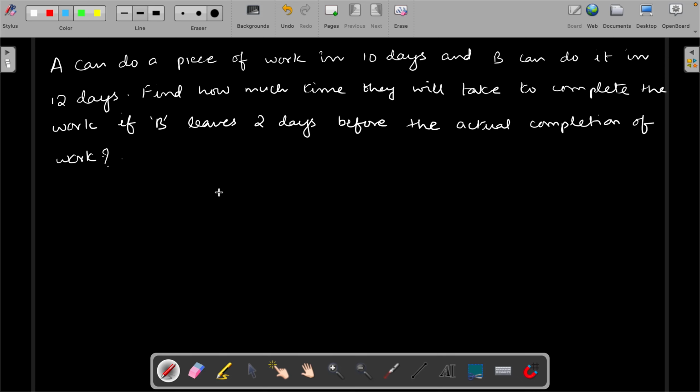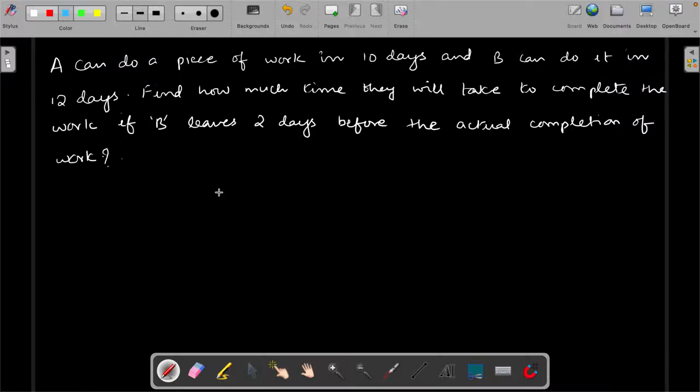Now in this video, let us see one more question from time and work. A can do a piece of work in 10 days and B can do it in 12 days. Find how much time they will take to complete the work if B leaves 2 days before the actual completion of work. First, let us understand what is actual completion.